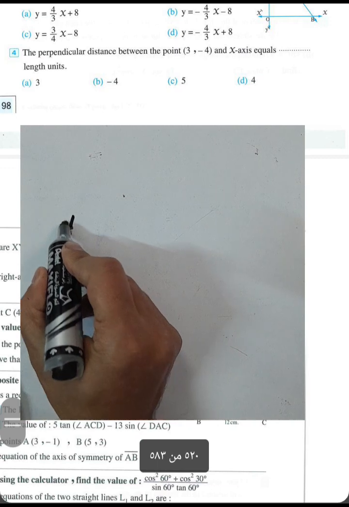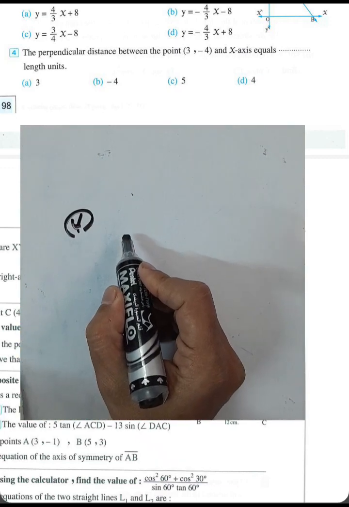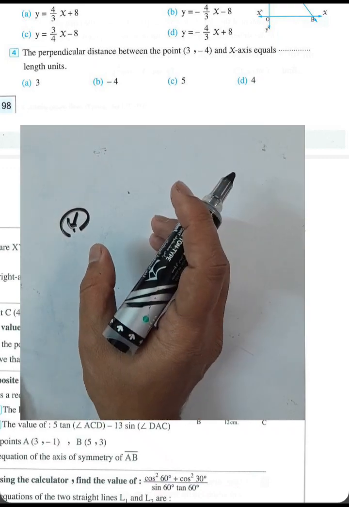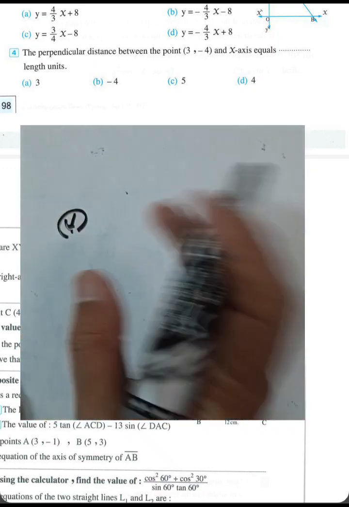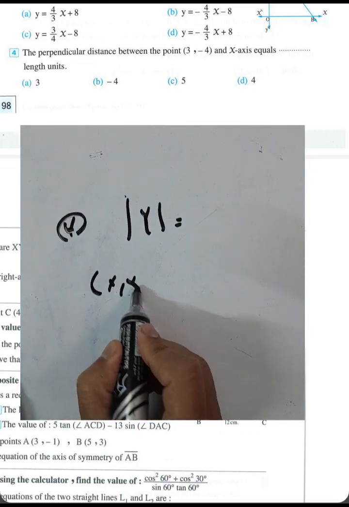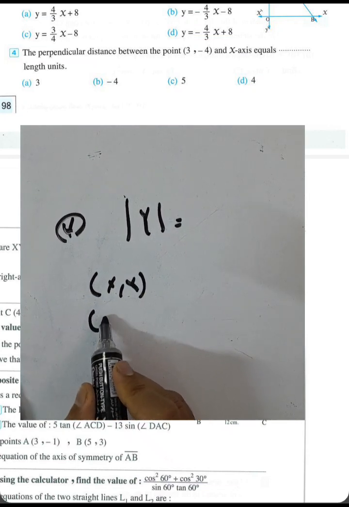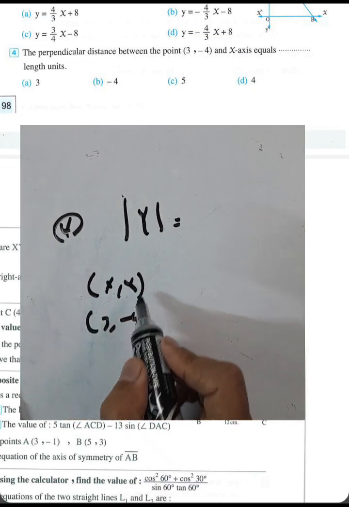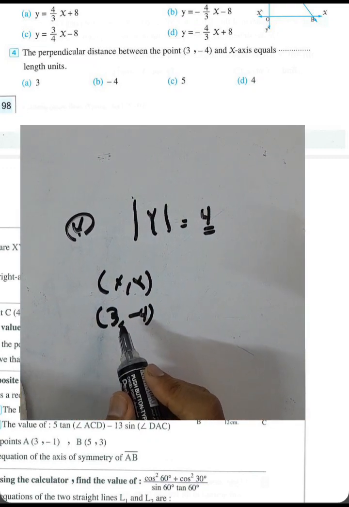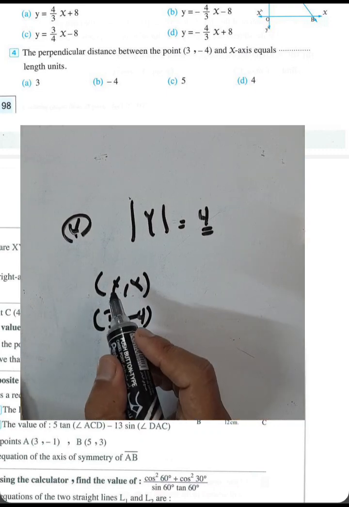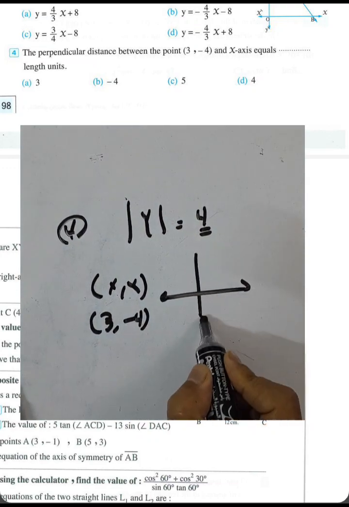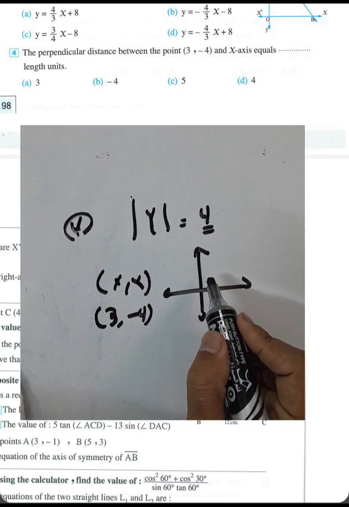The perpendicular distance between the point (3, -4) and the x-axis equals what? We can find the perpendicular distance between this point and the x-axis by writing the absolute value of the y-coordinate. Any point has coordinates x and y, and they give us 3 and negative 4, and the absolute value of negative 4 will be 4. So the perpendicular distance equals 4 units.